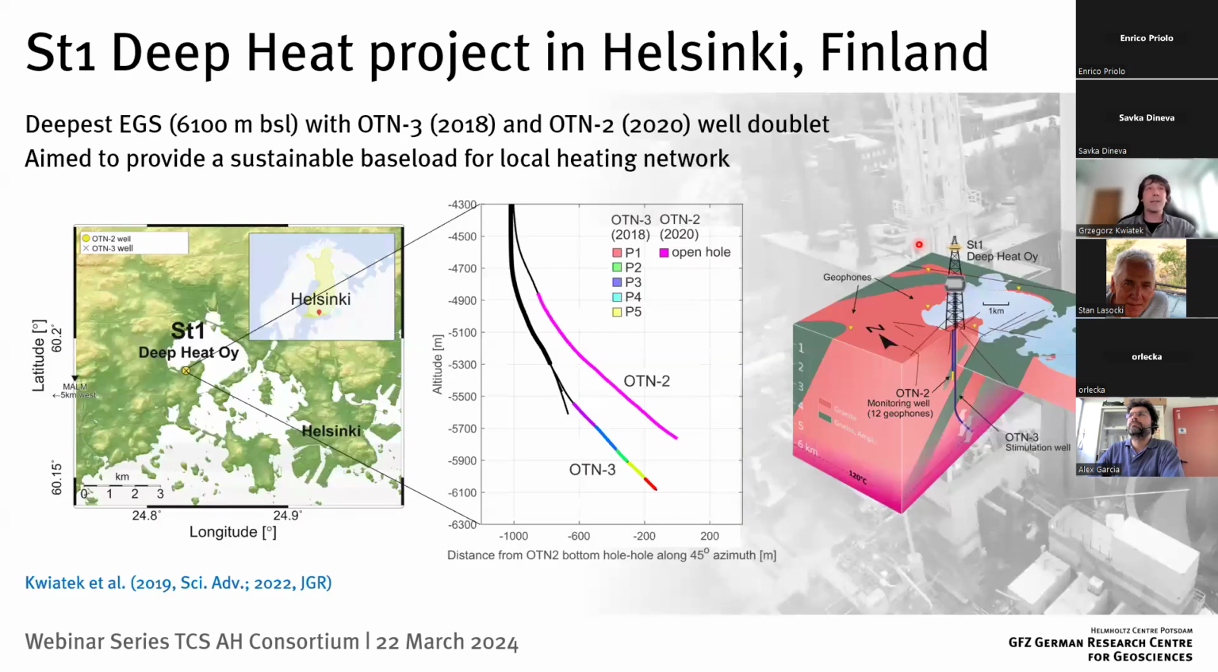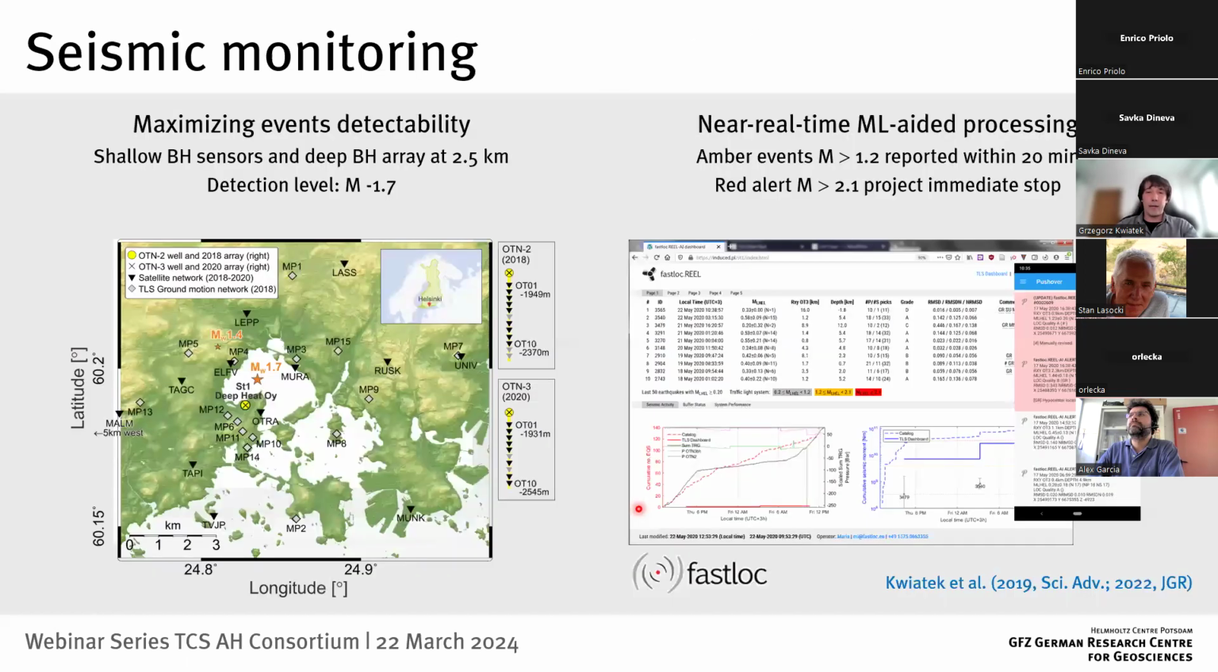I will start with this particularly nice case of the ST1 Deep Heat project in Helsinki, at least from the perspective of seismic hazards. For those who don't know, this was the world's deepest EGS system, composed of the well doublet OTN2 and OTN3, reaching 6-kilometer depths, and ultimately the project was aiming to provide a sustainable baseload for the local area heating network.